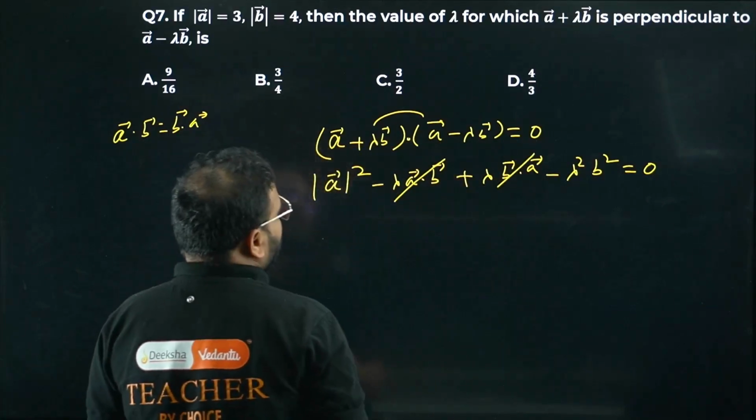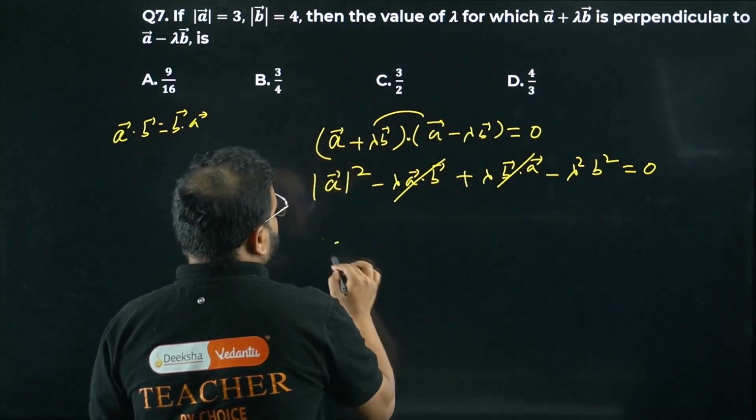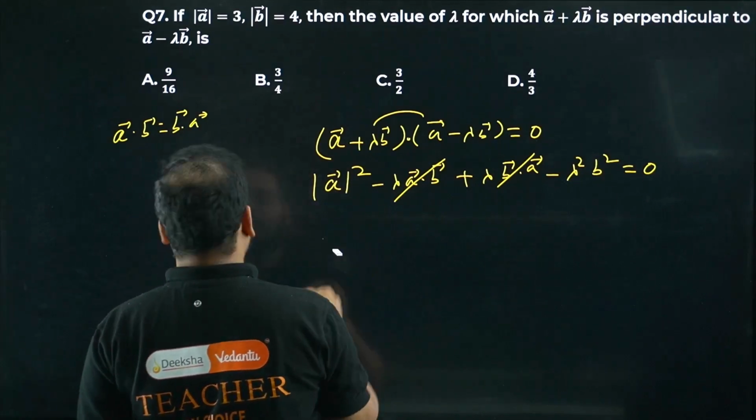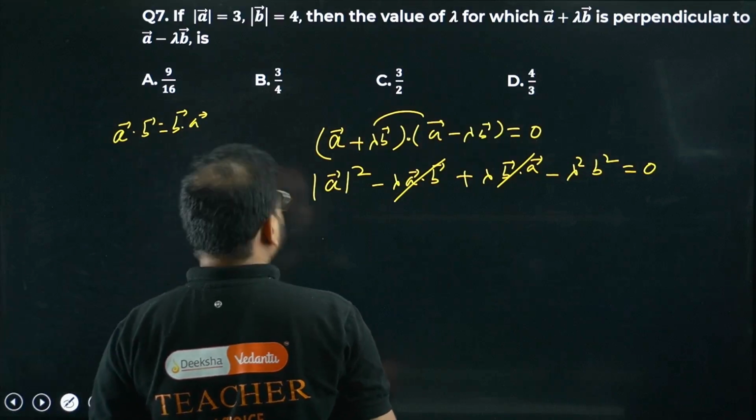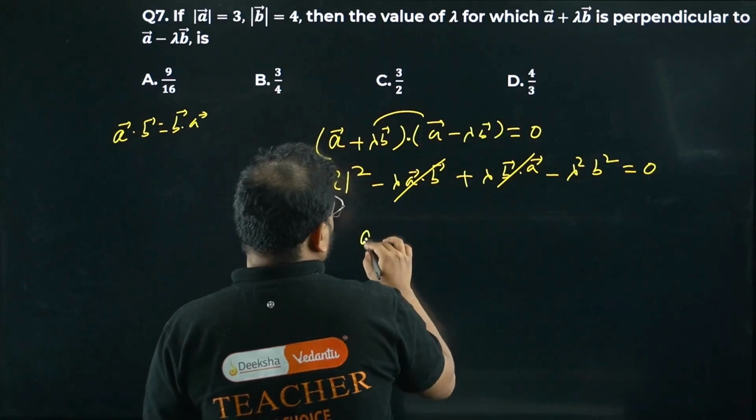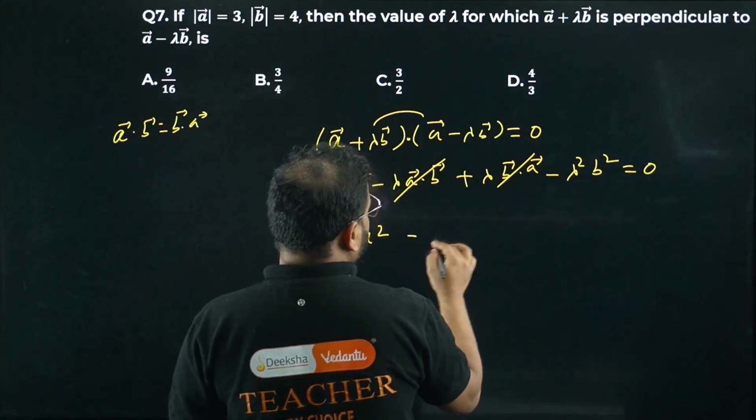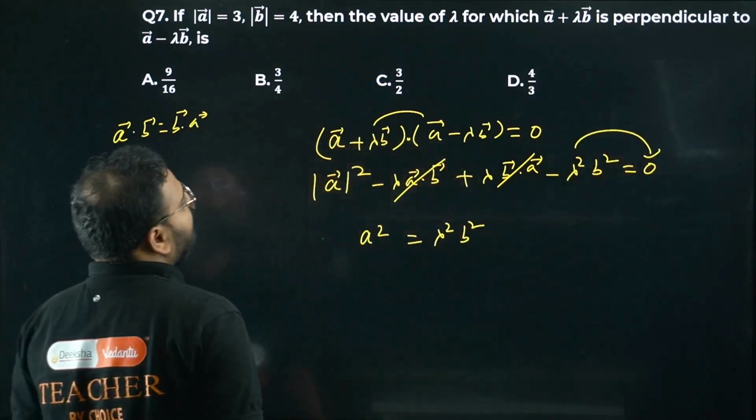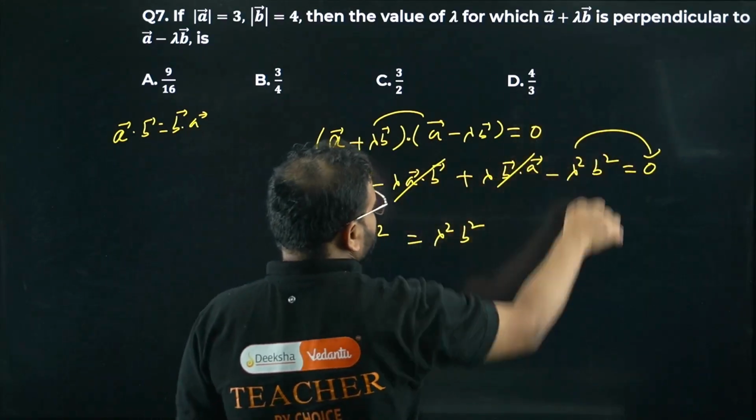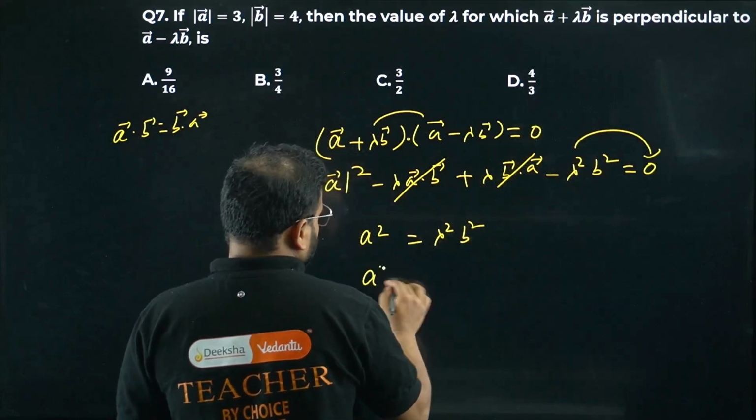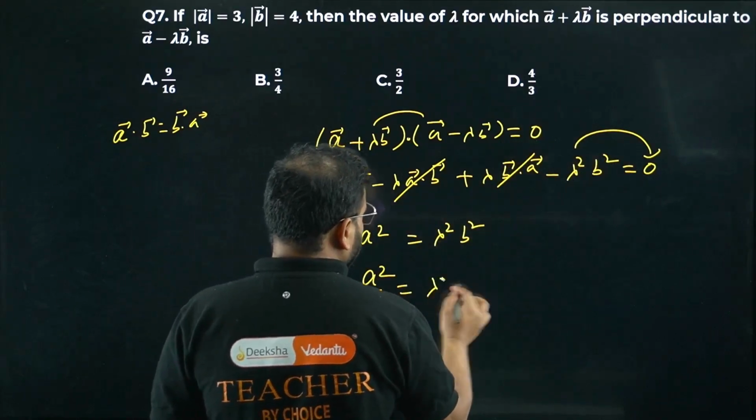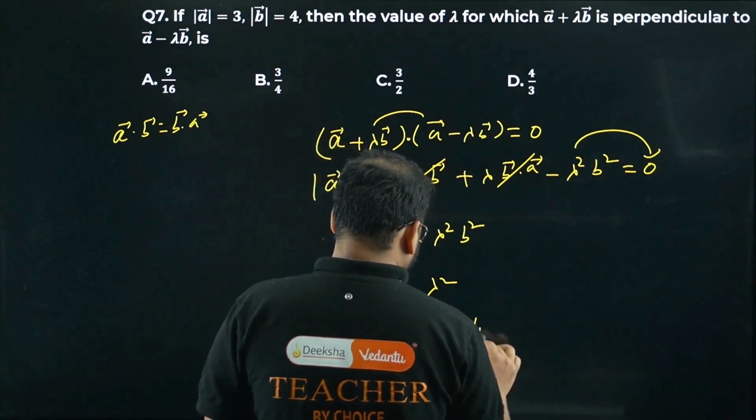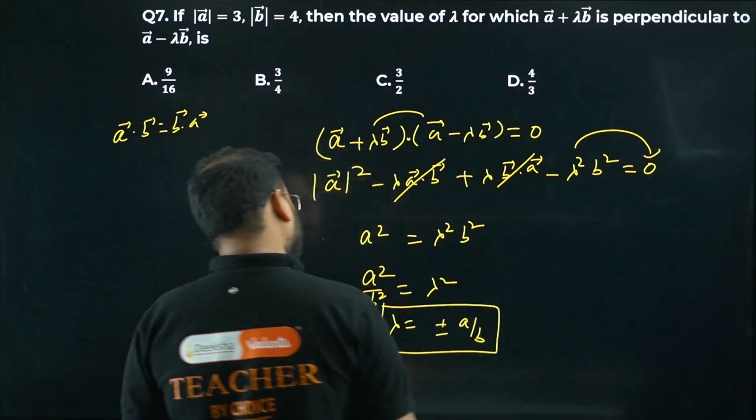In that case, I get here this will become 3 square. I don't have to write that actually. So it will become A square equals to lambda square B square by taking this term on this side. They've given perpendicular, that's why 0. A square by B square equals to lambda square. So I get lambda equals to plus minus A by B.